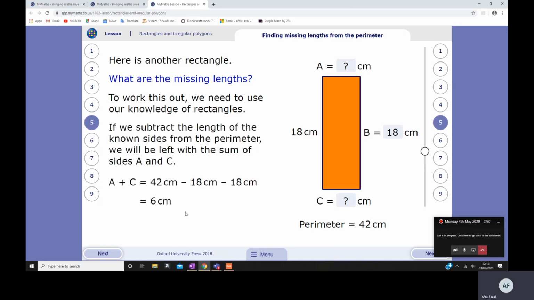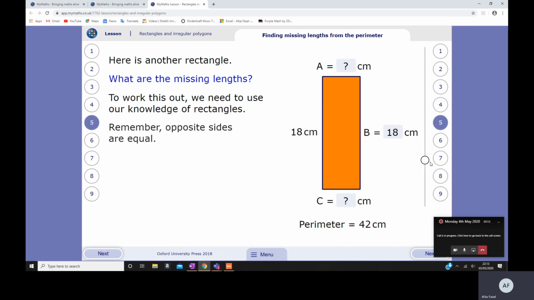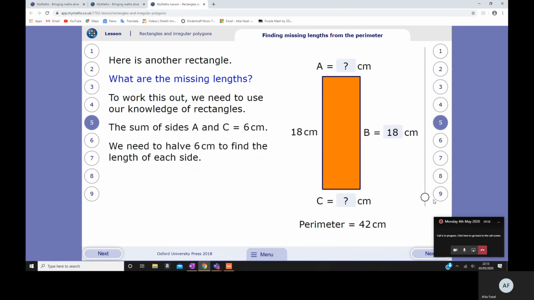So the answer is 6 centimetres. Now, one side is not 6 centimetres. That's the length of both sides, so we need to half that. So divided by 2, it's 3 centimetres.